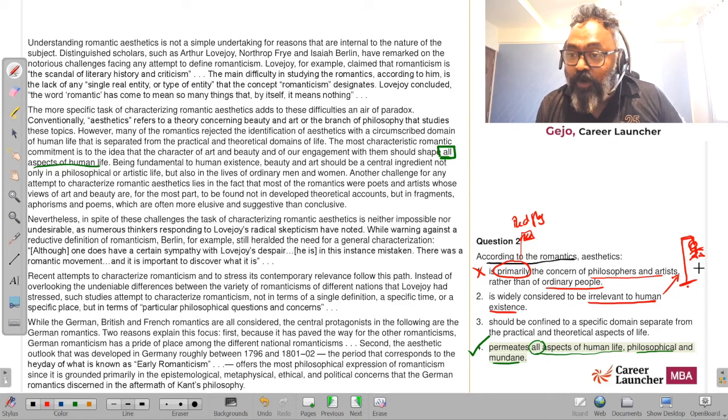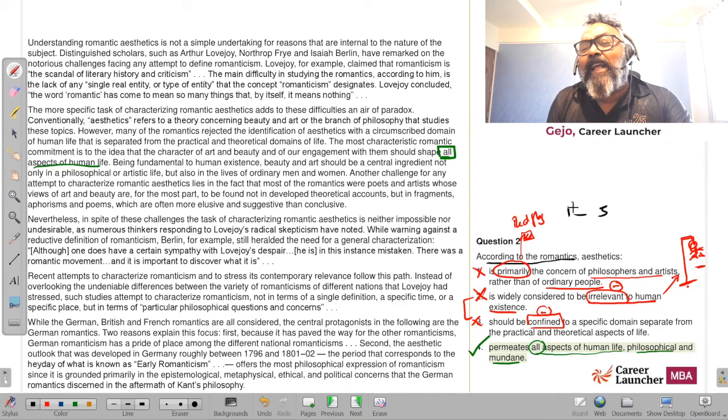Should be confined to, look at the word, so negative. Confined to a specific domain, irrelevant, negative. So he's saying that there is a tone mismatch. Very, very easy to pick up. On a scale of 1 to 5, this will be an easy peasy one. And I'm sure that this is something you can easily nail. Let's go to question number 3.